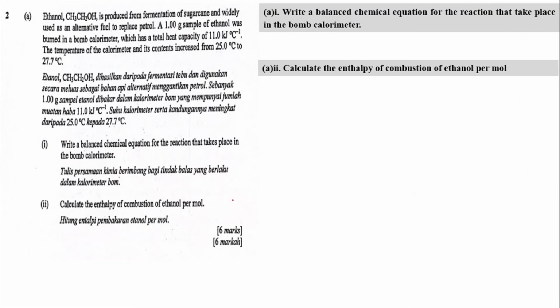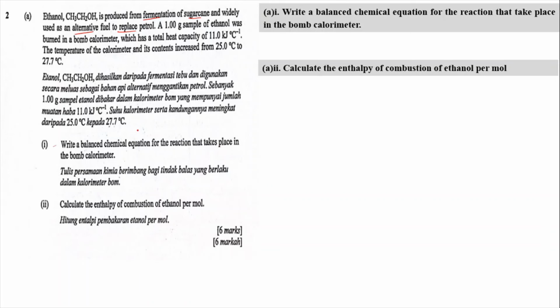Now we're gonna move on to the next question here, which is 2A. So ethanol, which is CH3CH2OH, is produced from the fermentation of sugarcane and widely used as an alternative fuel to replace petrol. A 1 gram sample of ethanol was burned in a bomb calorimeter, which has a total heat capacity of 11 kilojoule per degree Celsius and the temperature of the calorimeter and its content increased from 25 degrees Celsius to 27.7 degrees Celsius. So for question number 1, we have to write a balanced chemical equation for the reaction that takes place in the bomb calorimeter.